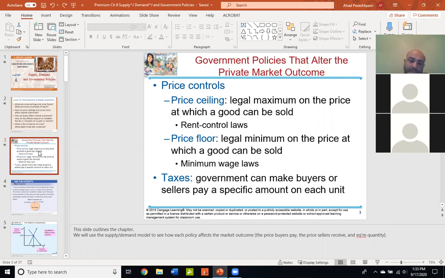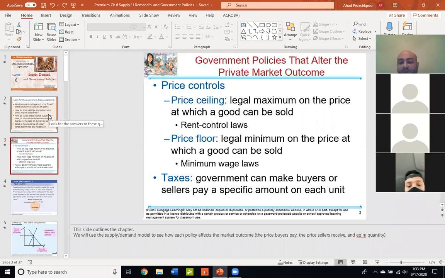And taxes. The government can make buyers or sellers pay a specific amount on each unit. Let's say this is my phone. You have a 10% sales tax for a phone. That means the government will make you pay 10% of its price to the government as tax. Okay.